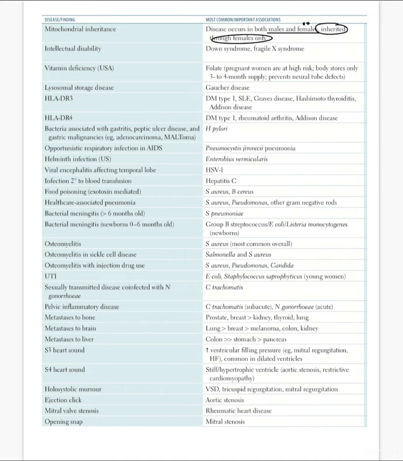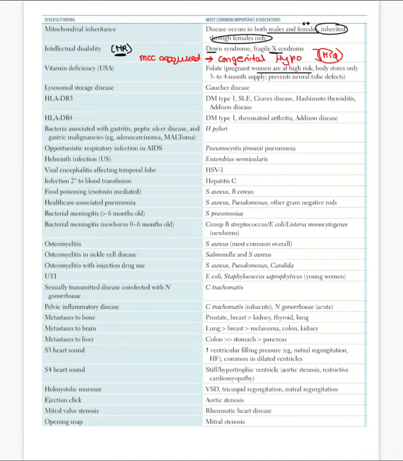Do you see? Then intellectual disability, that is your mental retardation. The new term is intellectual disability. So this is Down syndrome and Fragile X syndrome, guys. Okay, so basically these are the inherited causes. And what is the most common acquired cause of mental retardation, guys? That is congenital hypothyroidism. Again, a frequently tested MCQ again and again in exams. Okay, then coming on to vitamin K deficiency. Okay, so regarding vitamin K deficiency, basically pregnant women are at high risk, guys.